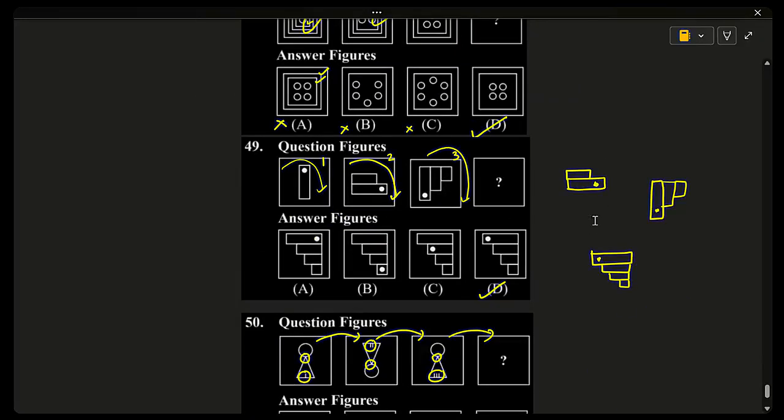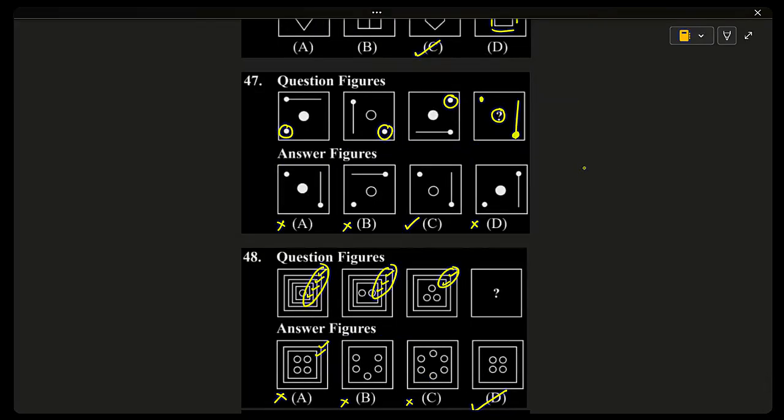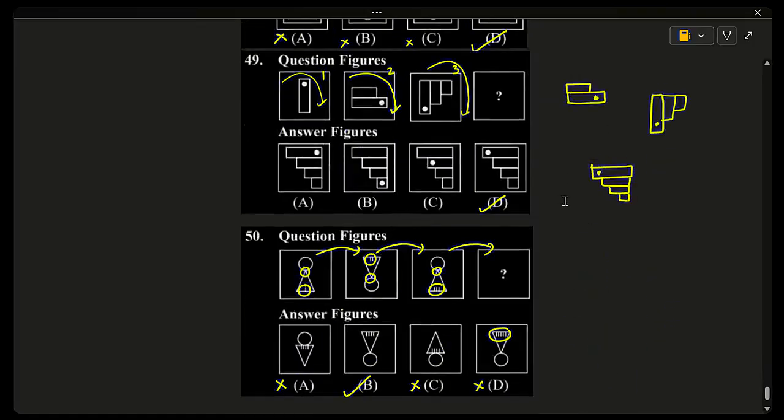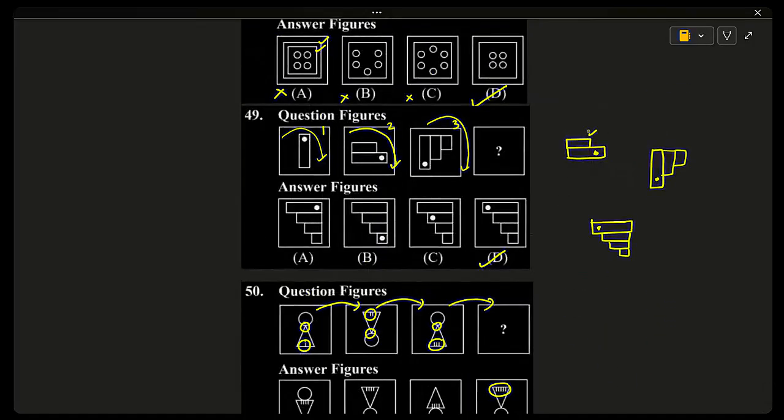49. I have explained clearly. It is rotation based. So you rotate this shape 90 degrees clockwise. So it will become like this for the first time. And then one small part is going to be added. So this is the small part we have added. Again, you rotate this 90 degrees clockwise. So the big part is going to be like this. And we are going to add one more small part here. So the next answer will be rotate 90 degrees clockwise and add this extra small part. So it will be looking like option D, right? Yes, sir.